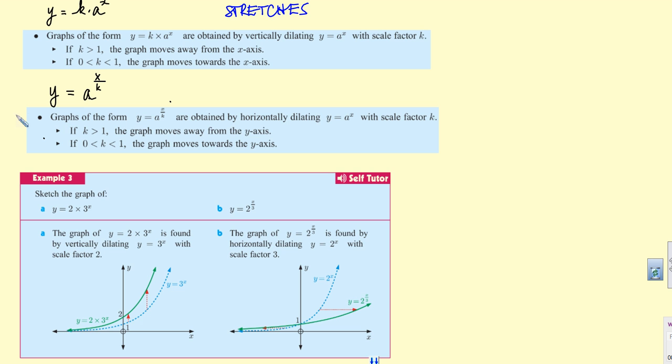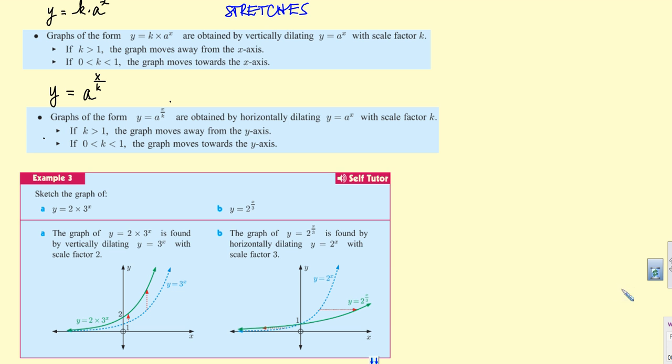If k is greater than 1, then the graph moves away from the y-axis. And if the value of k is between 0 and 1, then the graph is going to move towards the y-axis. All right, so let's take a look at an example.